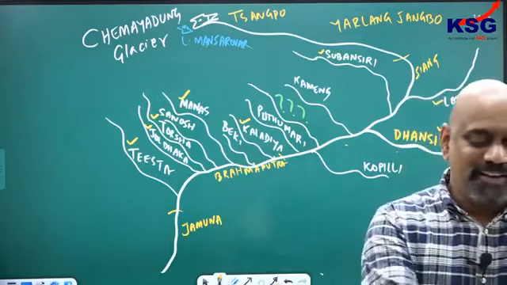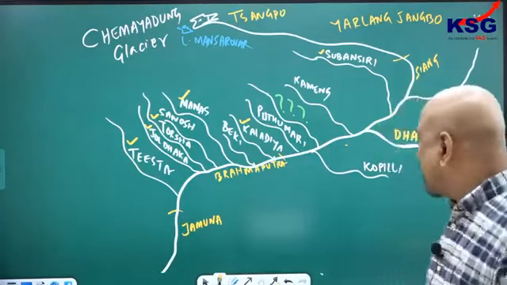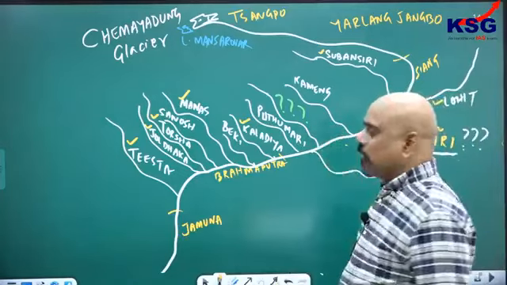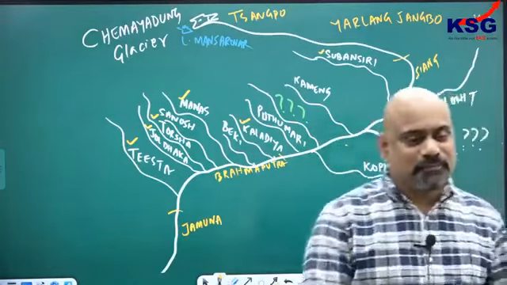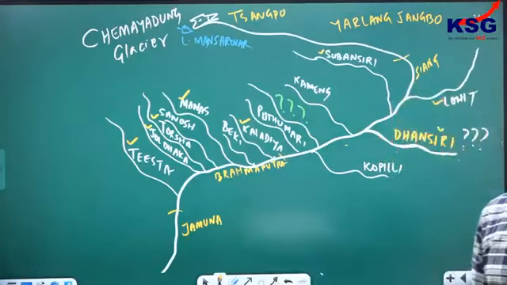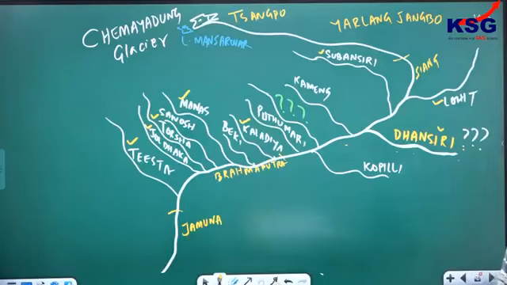Okay, fine. A food for thought for you all. Dhansiri is this side, then which river is this? Okay, you check it out. I also need to look at that, which river is that. But I remember there is a river which is very important on this side also. Dhansiri is this side. Right side is Dhansiri.